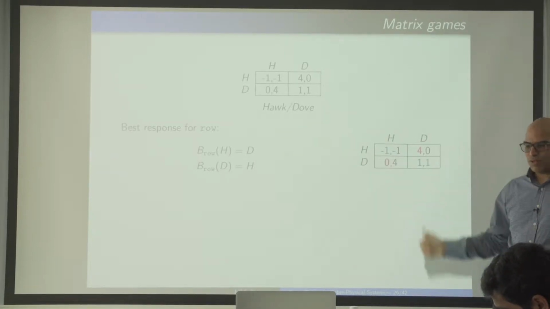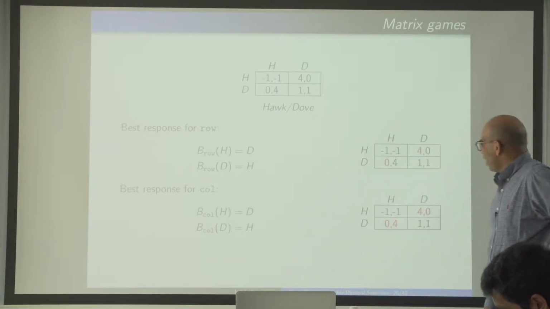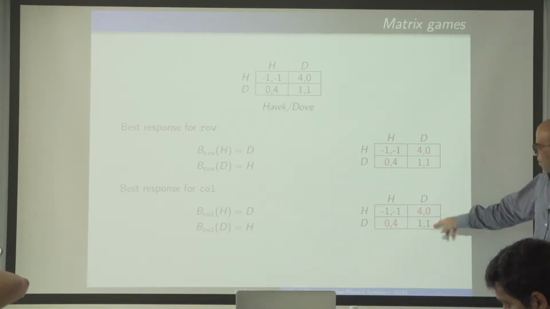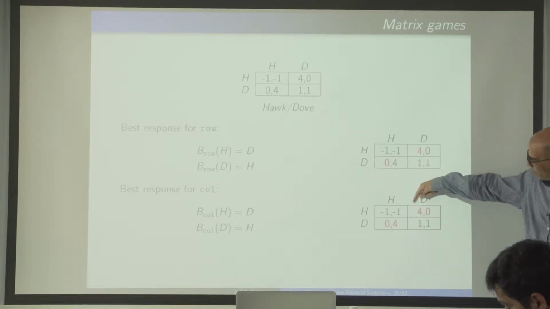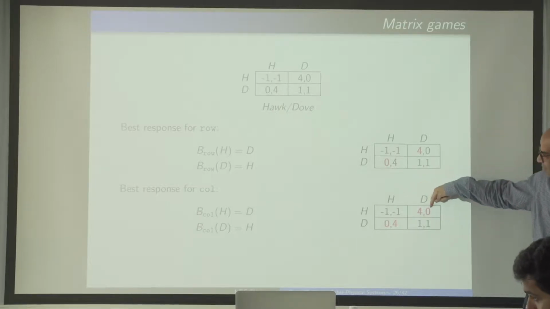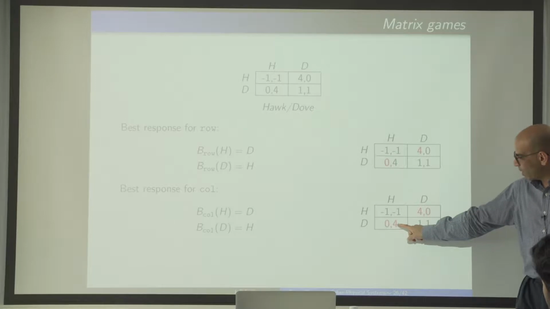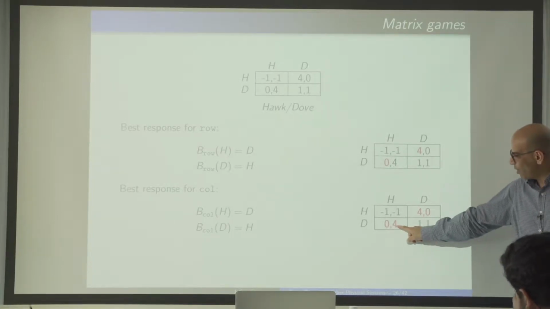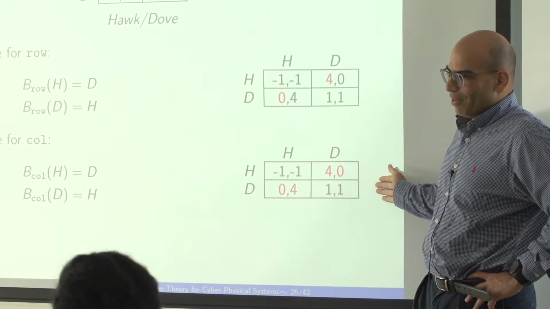Now let's build the best response function for the column player. And it turns out to be symmetric. So let's see, what's the best response to H? They're picking between -1 and 0. 0 is better, so they'll pick D. What's the best response to D? They're picking between 4 and 1. 4 is better. And now we have a best response map completely mapped out.